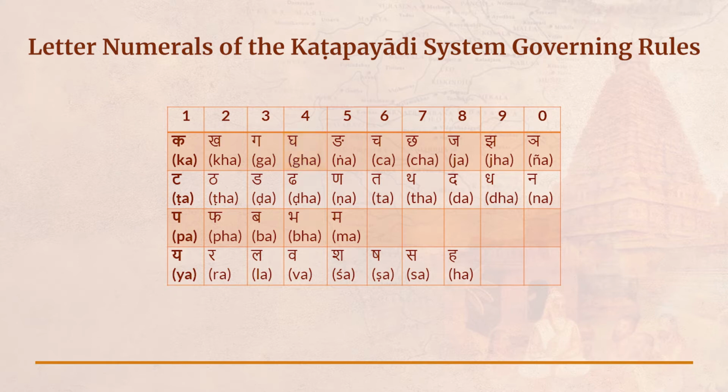So you have 1, 2, 3, 4. And then nga is 5. Cha, chha, ja, jha, nya. So 6, 7, 8, 9, 0. So if you want to represent 0, one way is to use nya.